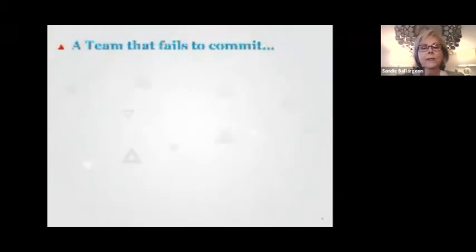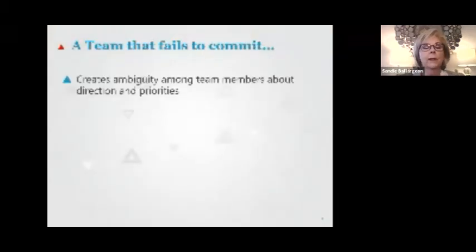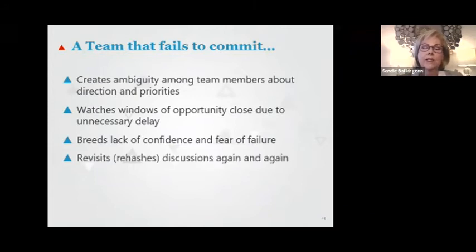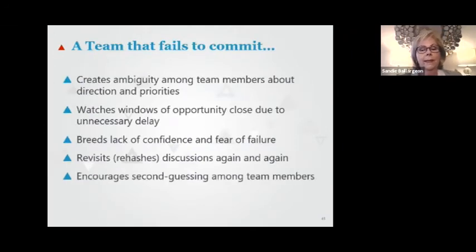So a team that fails to commit will create ambiguity among team members about directions and priorities. Obviously, from Patrick's example, he can clearly describe that. They watch windows of opportunity close due to unnecessary delay. They breed lack of confidence and fear of failure. They revisit or rehash discussions again and again, and I've seen this happen over and over again at many staff meetings. They encourage second guessing amongst team members as well.